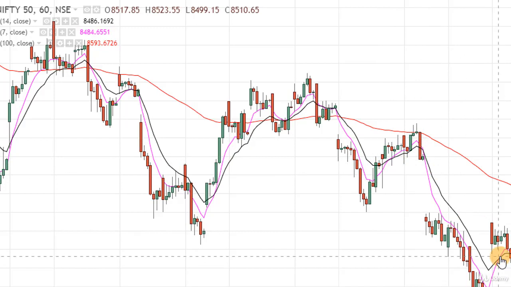In this way, moving average helps us a lot to know entry and exit signal, but they should be used in conjunction with other indicators.